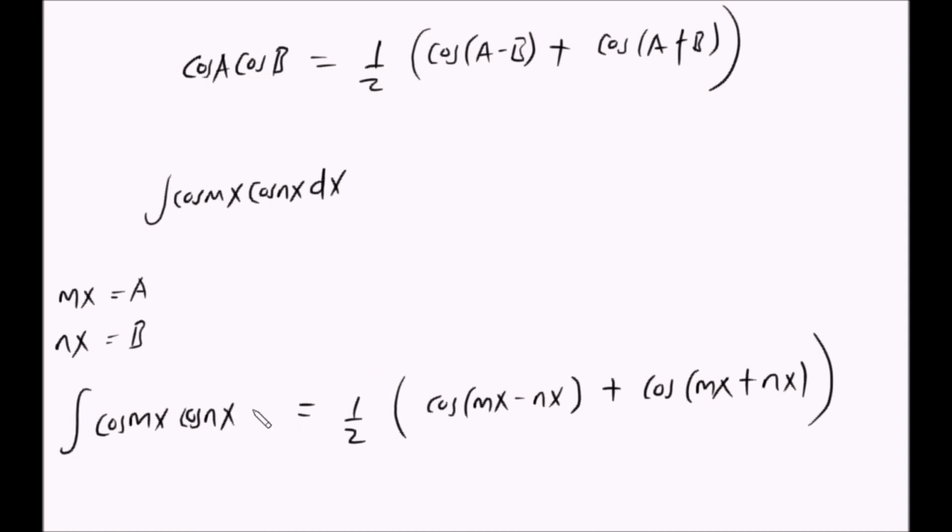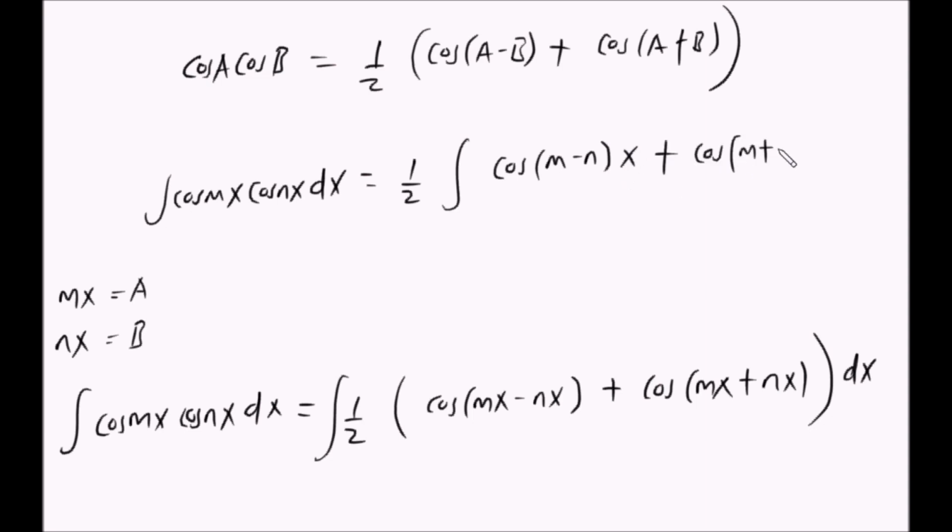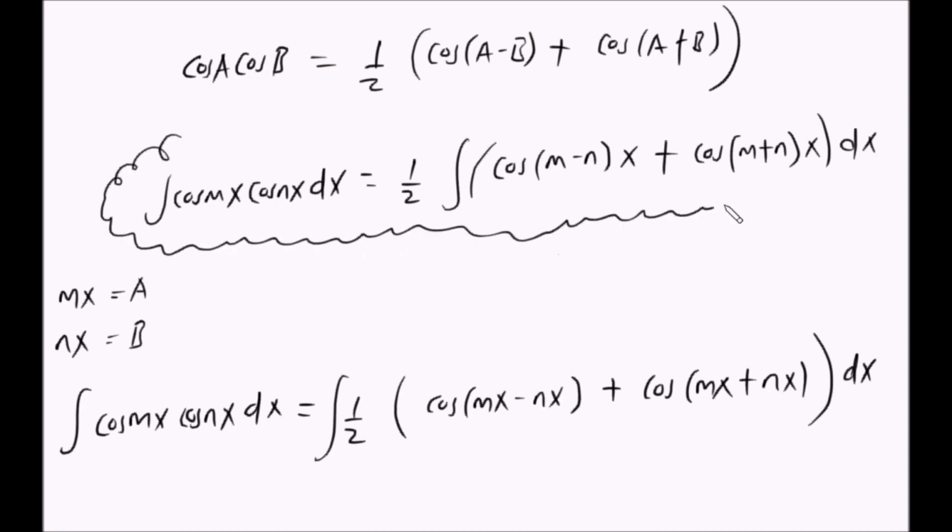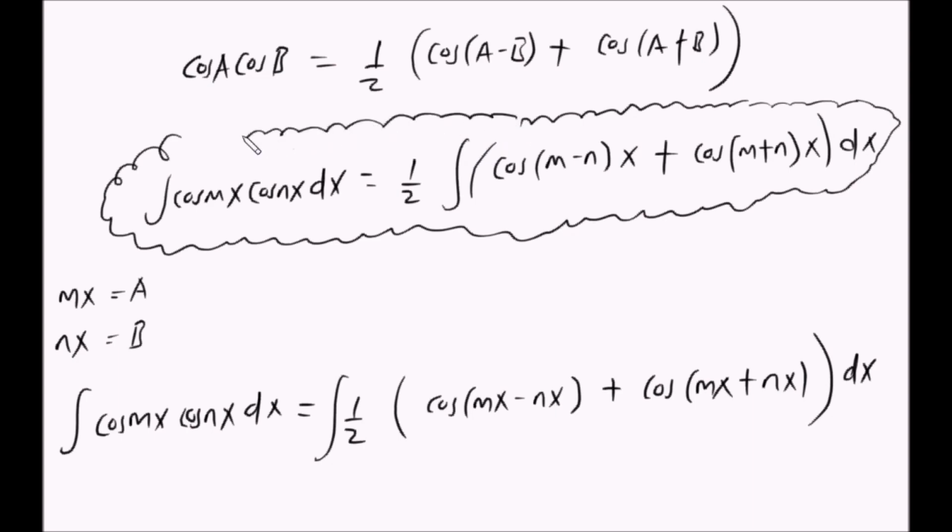So when I integrate with respect to x, finally we see that the integral of the product of cosines takes out 1/2. Then you integrate cos of (m minus n) times x plus cos of (m plus n) times x. So all of this we're going to integrate with respect to x. So this is for the product of cosines.